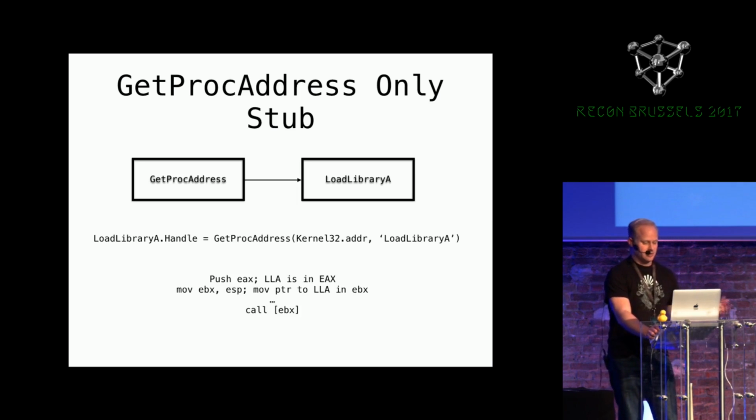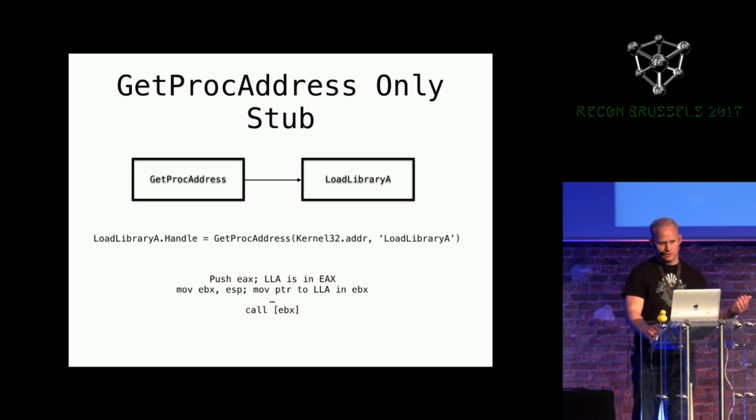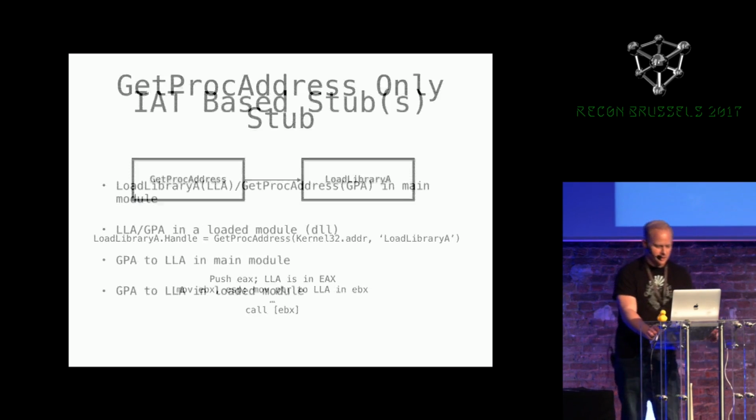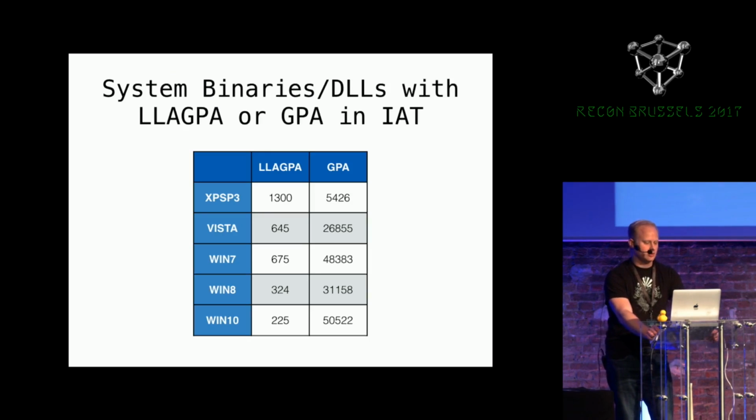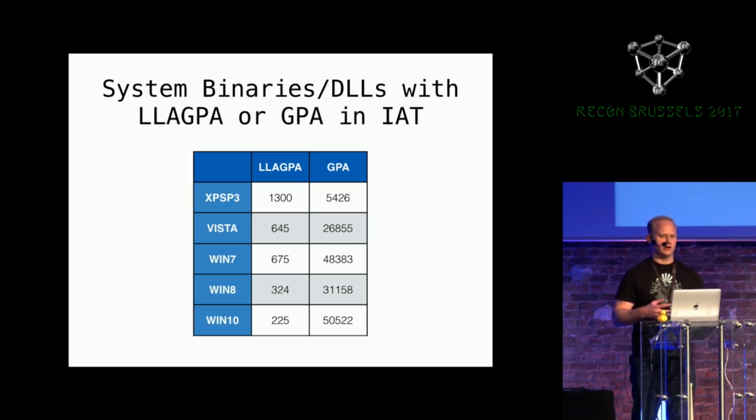So, and then to bypass the caller, what we did is LoadLibraryA is in EAX, then we'd push it on the stack, and then move the pointer to EBX, and then we'd call it through an indirect pointer. So now we had 4 stubs that we could use. So that was pretty good. We were excited about that. But I wanted to know where I could use them.